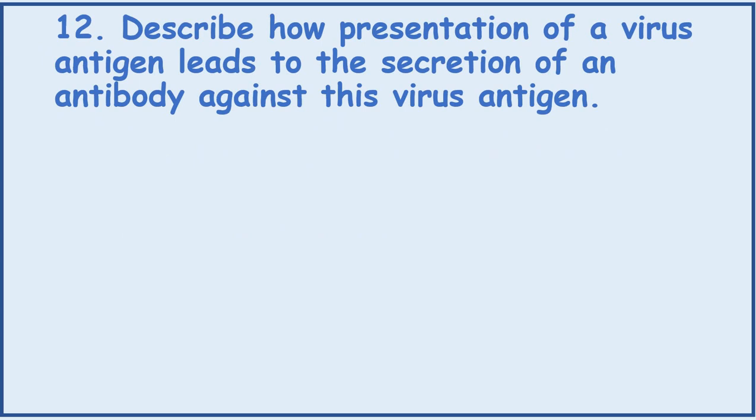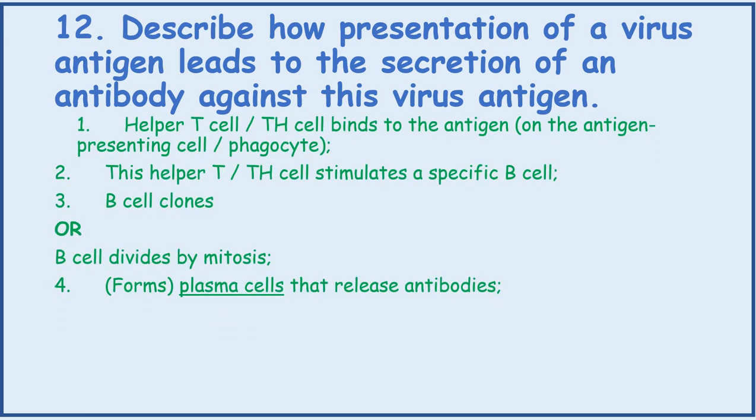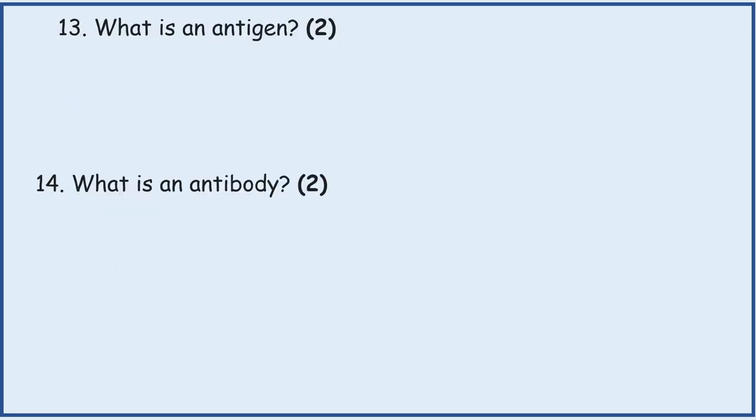Question 12. Describe how presentation of a virus antigen leads to the secretion of an antibody against this virus antigen. Helper T cells bind to the antigen on the antigen presenting cell. This helper T cell stimulates a specific B cell. The B cell then clones or divides by mitosis and forms plasma cells that release antibodies.